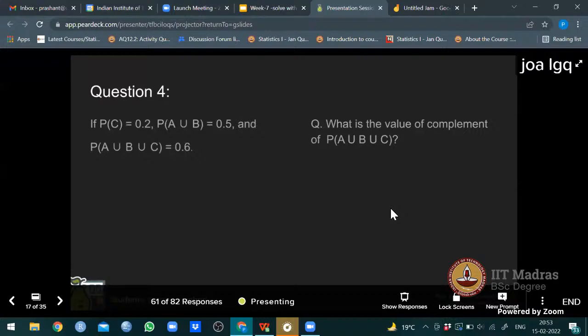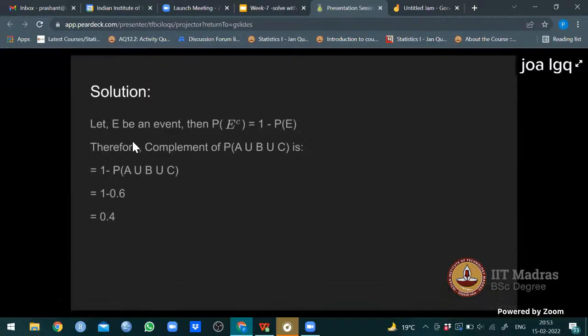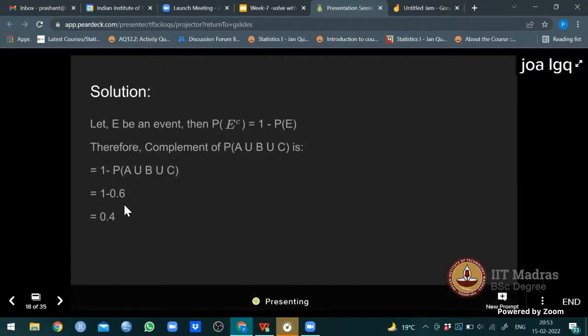This is a very easy one. You have to just calculate the complement of this thing. Complement means 1 minus that probability. Suppose you have any event A, the probability of the complement of that event is 1 minus that probability. So the complement of A union B union C will be 1 minus probability of A union B union C, and your A union B union C is 0.6, so 1 minus 0.6 is 0.4.